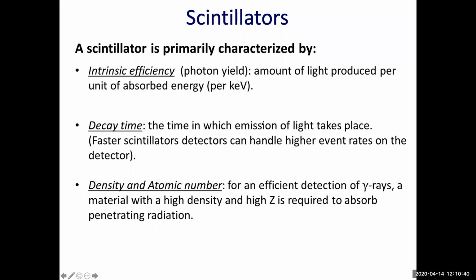Decay time is the time in which emission of light takes place. Faster scintillator detectors can handle higher event rates and also reduce the dead time. The decay process, excitation and de-excitation, should be very fast to be used in imaging. Density and atomic number: for an efficient detector of gamma rays, a material with high density and high Z is required to absorb penetrating radiation. To stop radiation and detect it, we need a high-Z, high-density material.